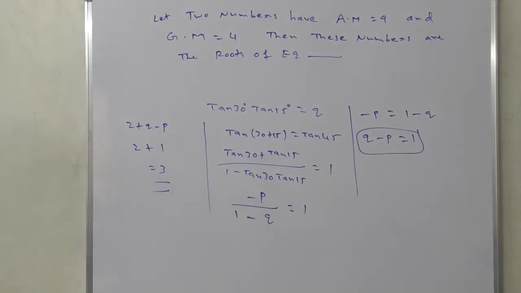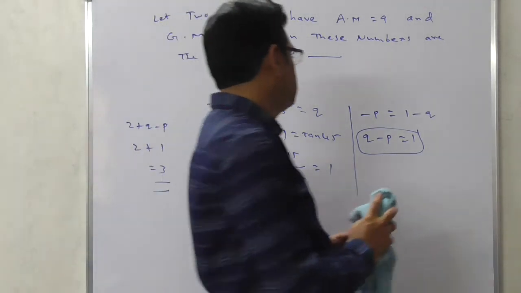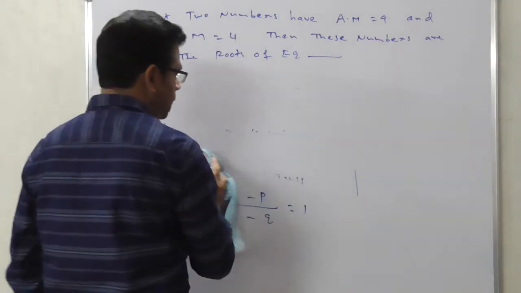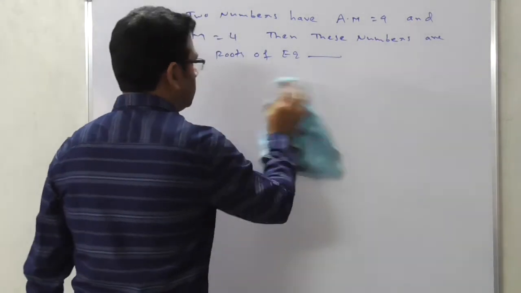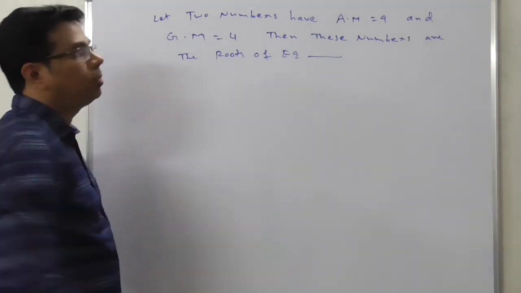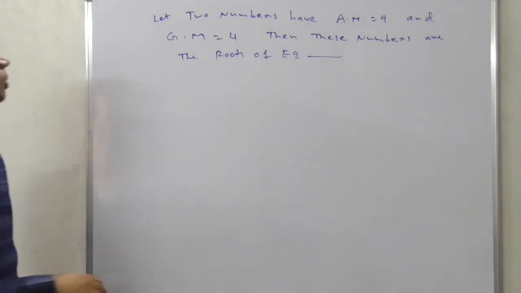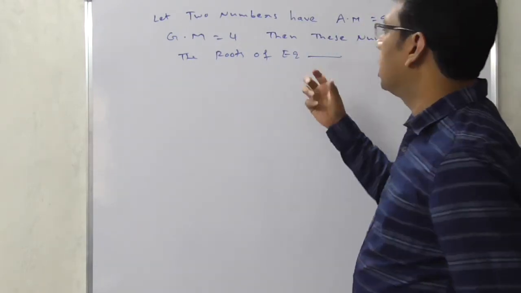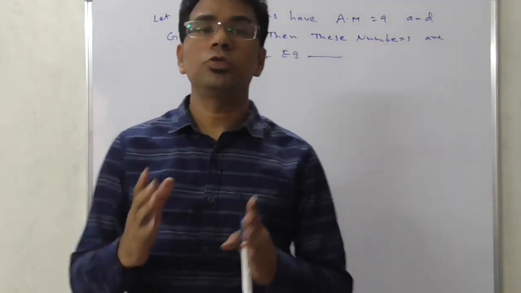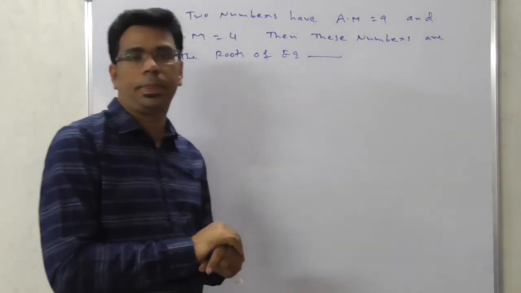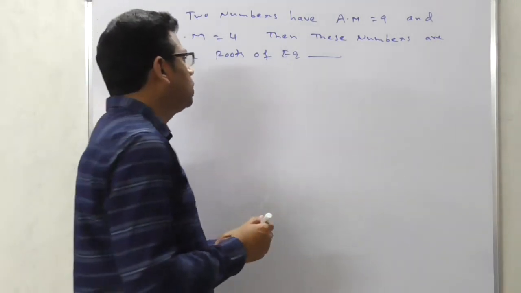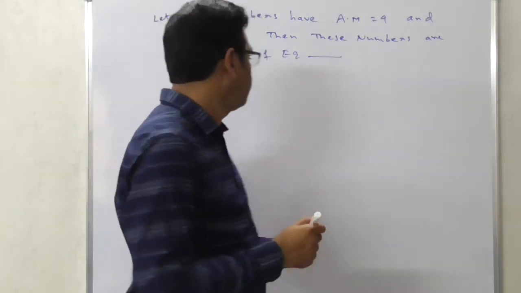So here, what he is asking is the relation between two numbers given in terms of arithmetic mean as well as geometric mean. Clear? So the arithmetic mean of two numbers is given as 9 and the geometric mean is given as 4. Now you have to write the quadratic equation whose roots are these two numbers. Clear? So we know that.